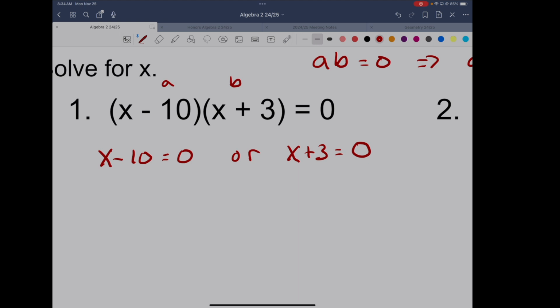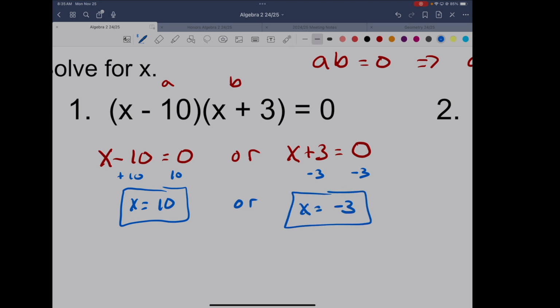So now you just solve both sides for x. We add 10 to both sides, so x is equal to 10. That's one of my solutions. Or subtract 3 from both sides: x is equal to negative 3. So if my x value is equal to either of those things, then I have a true statement.